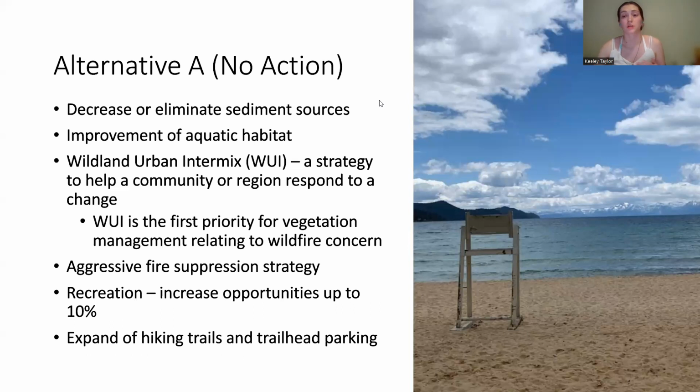So going into alternative A, which is our no action. So just continuing on from the current or the previous forest plans. So decreasing or eliminating sediment resources, improving aquatic habitat, currently implementing the WUI strategy, which for this one is vegetation management relating to wildfire concern, having an aggressive fire suppression strategy. So as soon as a flame starts, they're on it. They're going to disperse that as it could potentially threaten the ecosystem and the community surrounding it. And within these 15 years, an increase in opportunities of up to 10% for recreation and expanding hiking trails and trail parking.